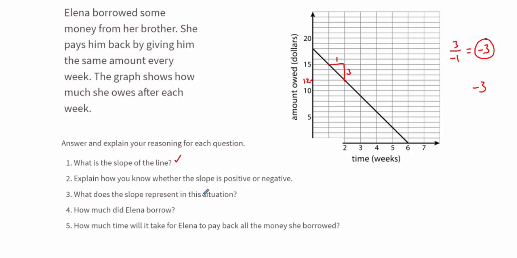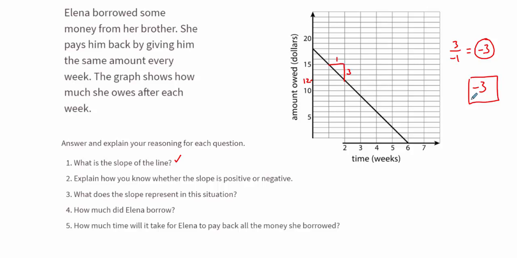What does a slope represent in this situation? So -3, what does that represent? -3 means she's paying her brother back. So every week she owes him $3 less than the previous week. So the amount she owes is going down by $3 every week. That must mean she is paying him $3, right? She's not gaining $3, or the slope would be going up. She's losing $3. Not really losing. She's paying back $3.